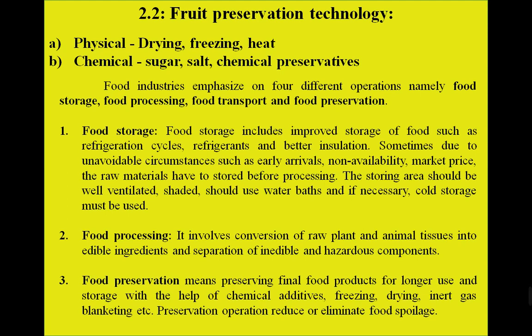Second is food processing. It involves conversion of raw plant and animal tissues into edible ingredients and separation of inedible and hazardous components. So it is also a processing factor. Next is food preservation. Food preservation means preparing final food products for longer use and storage with the help of chemical additives, freezing, drying, inert gas blanketing, and preservation operations reduce or eliminate food spoilage. So food spoilage is also a major aspect of food preservation.